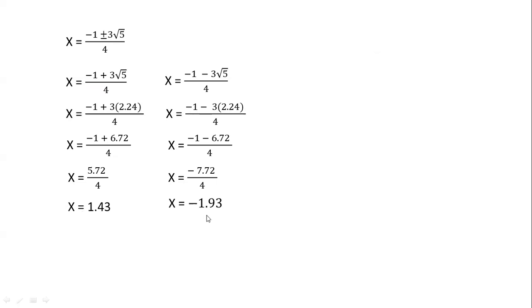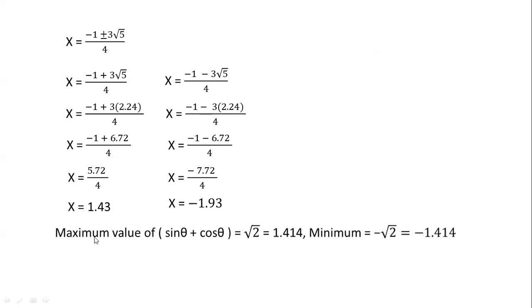Now let us see of these two values. See, there is one condition here. Maximum value of sin theta plus cos theta is root 2, that is 1.414. And minimum value is minus root 2, that is minus 1.414. So if you see here, the maximum value is 1.41. But here I am getting 1.43, which is greater than this value. So this cannot be the answer because this is the maximum value.